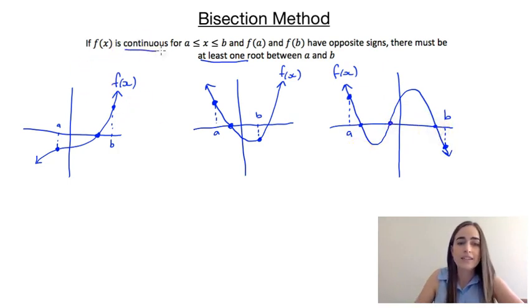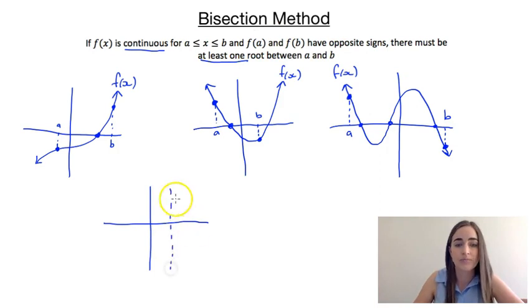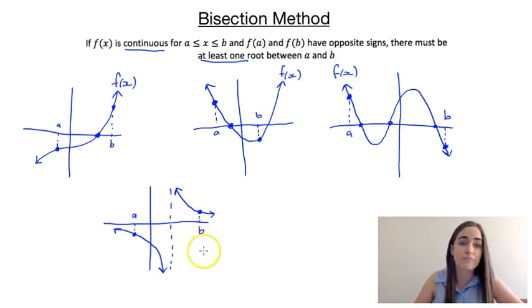Now, where the continuous is important is where this idea doesn't work is if we had an asymptote. So for example, if we had an asymptote coming down here, and then we had our function that looked like this. Now, if this was our a, the value of the function is negative there, and this is our b, the value of the function is positive over here, but there is no root in between there because of that asymptote. So this bisection method only works if it's continuous within that range.